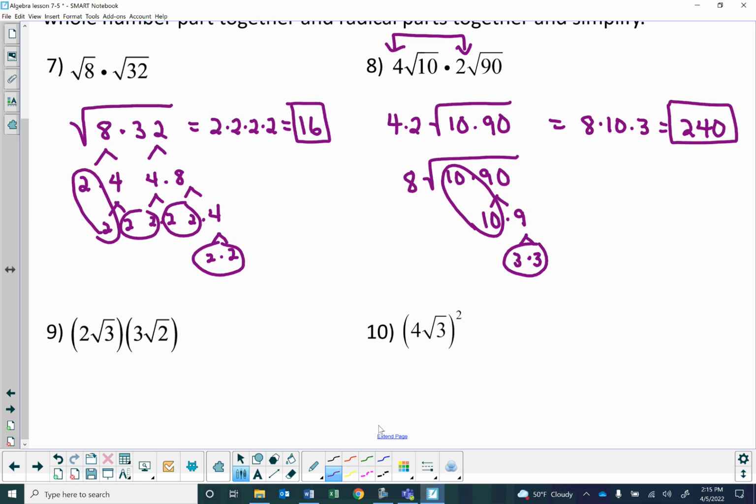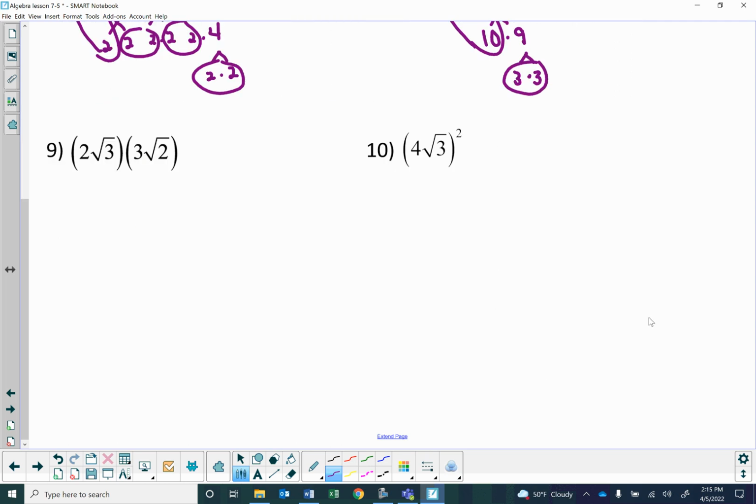All right. Let's take a look at 2 square roots of 3 times 3 square roots of 2. So whole number part times whole number part, that would be 2 times 3. Radical times radical, 3 times 2. 2 times 3 is 6. 3 times 2 is 6. This breaks down to 6 root 6.